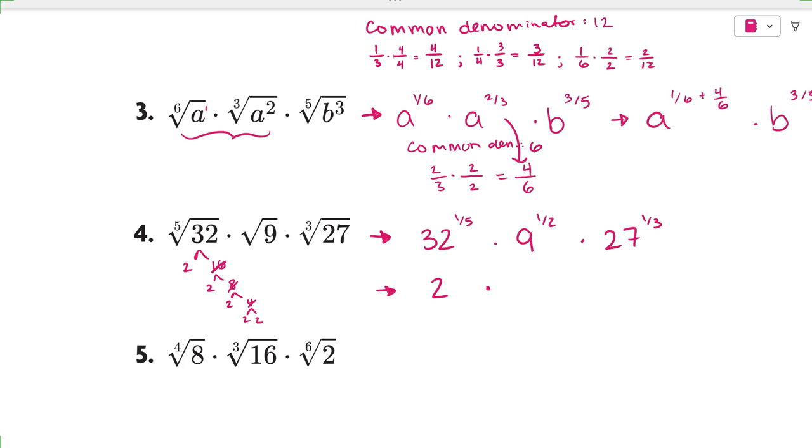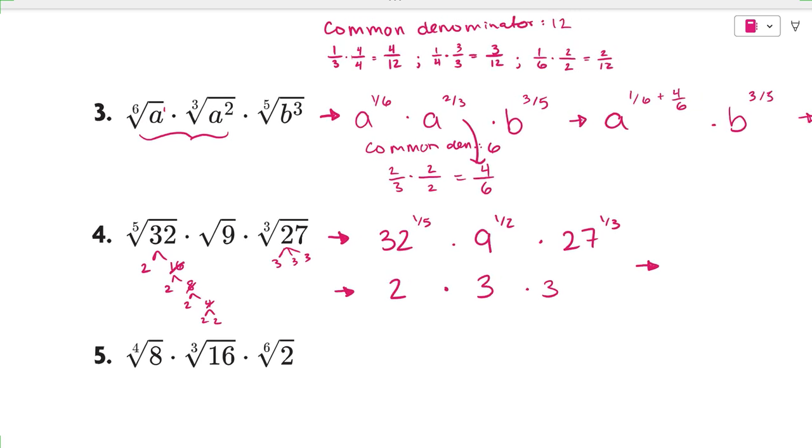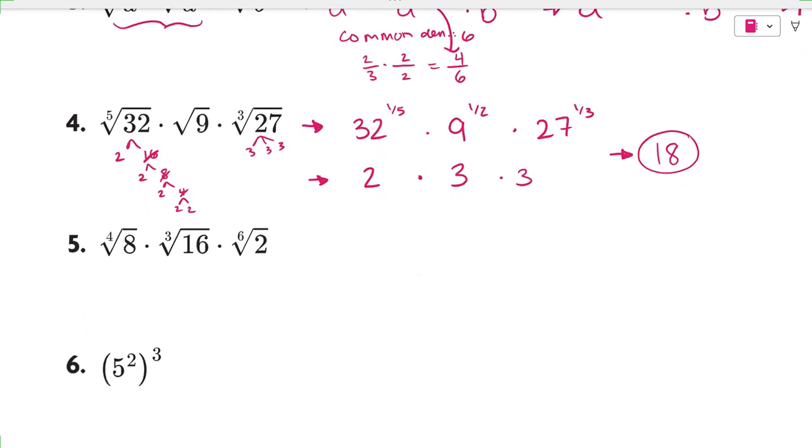9 to the 1/2, well, that becomes 3. The square root of 9 is 3. And 27, well, that's 3 times 3 times 3. So I said square root. I meant to say the 3rd root. I am misspeaking left and right here. I'm sorry. So we end up actually with 2 times 3 is 6, times 3 is 18. So the reduced form of this is just 18, or 18 to the 1st power if you want to write it with a positive exponent. So whichever way you want to go about that one, that's okay.